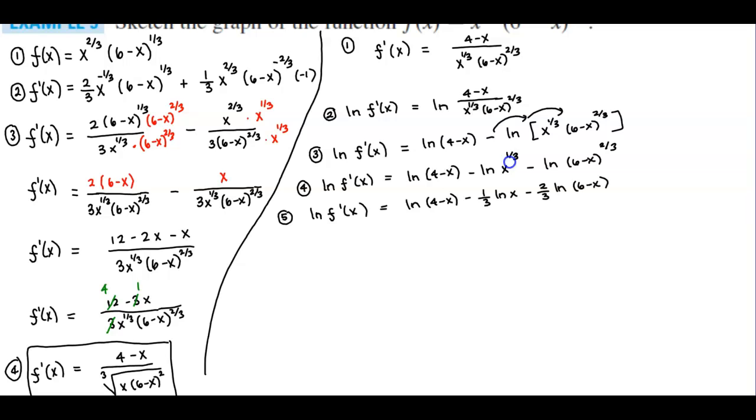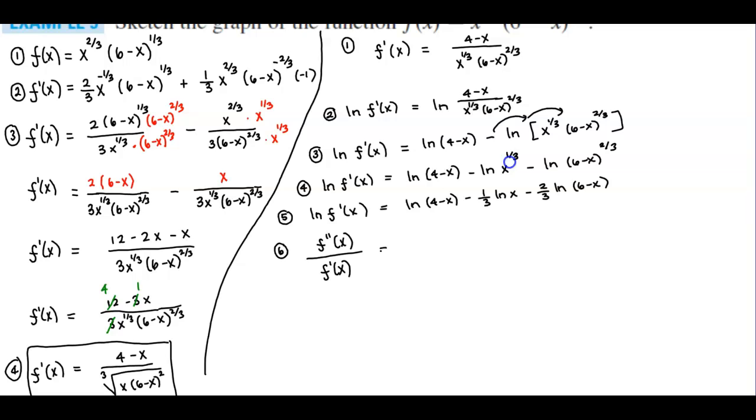Okay, so now what we want to do is take the derivative of both sides. When we take the derivative of both sides, the derivative of the natural log of f prime of x is f double prime of x divided by f prime of x.